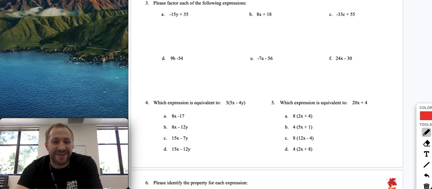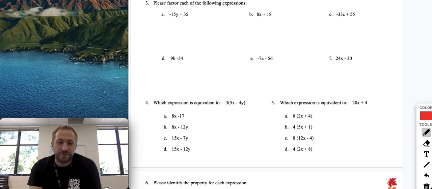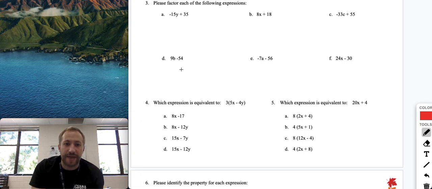Let's do the rest of the study guide. So we stopped over here at question D. So this says 9b minus 54. So up here we talked about factoring. We're factoring these expressions. Now up here, especially if I was doing my own study guide, I would write this.